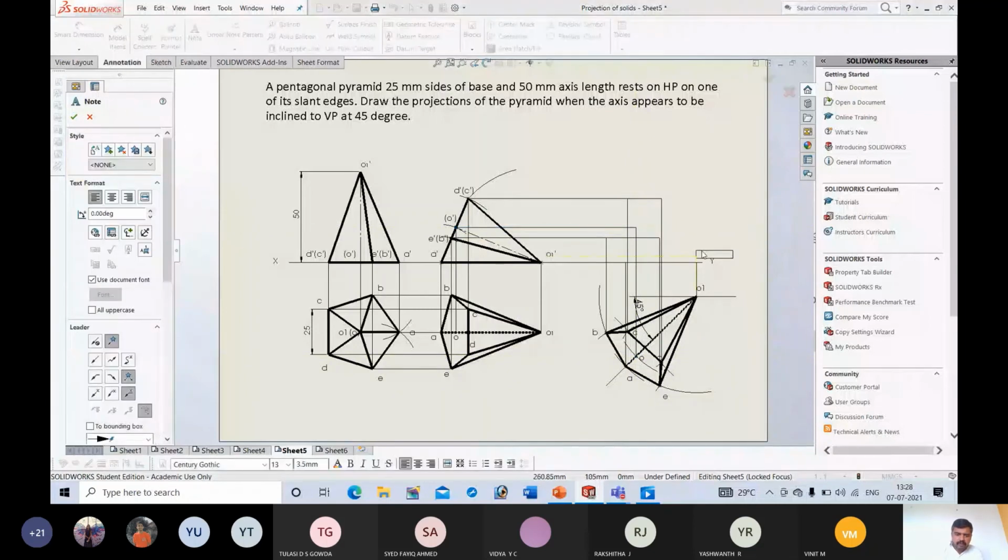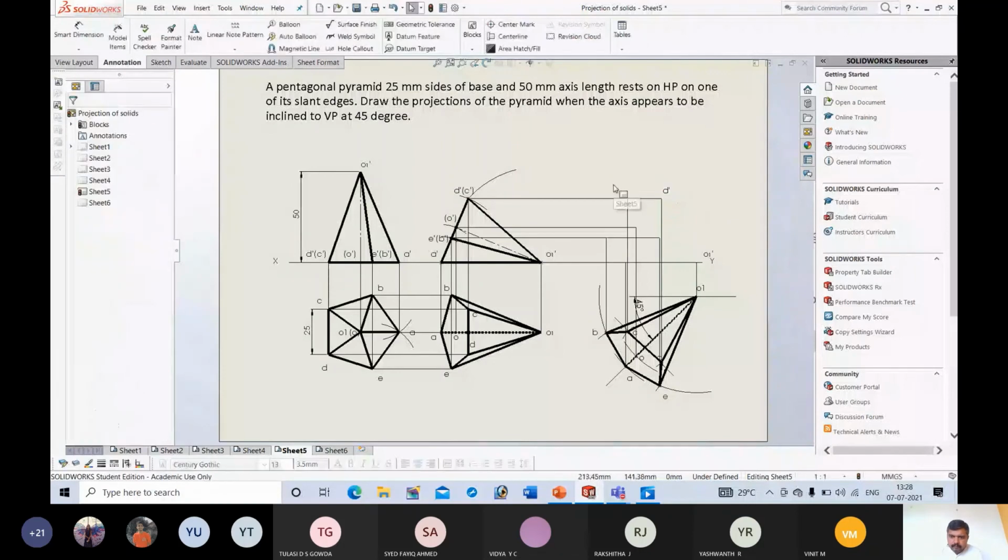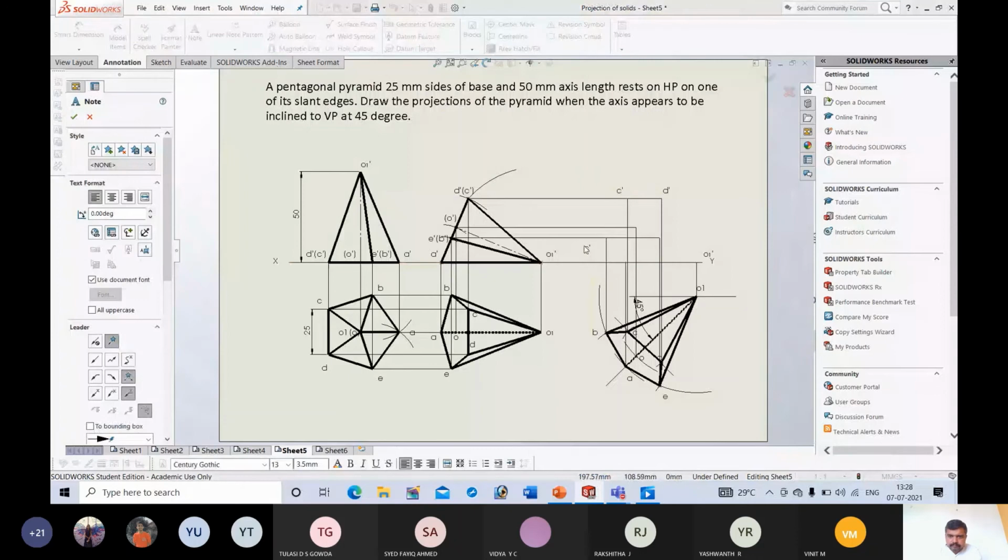So this is O1 dash. So this is D dash. C dash. A dash. E dash. This is O dash.